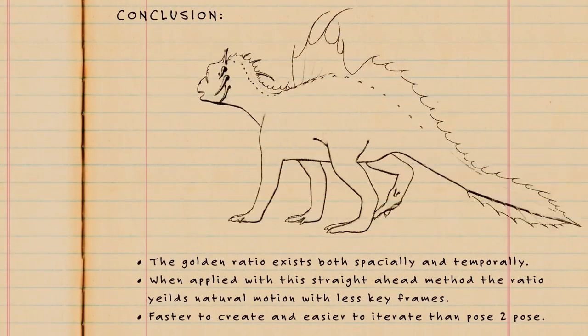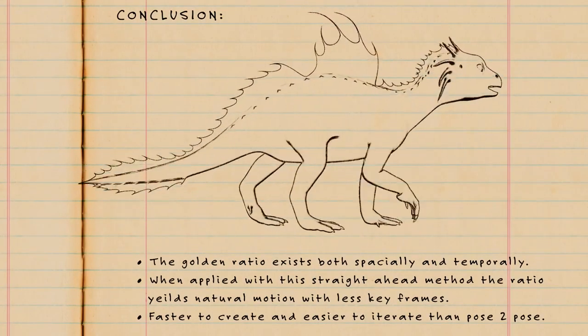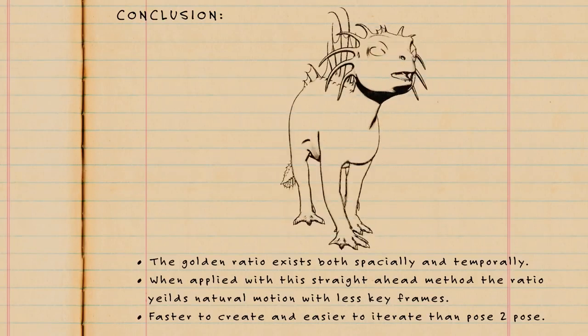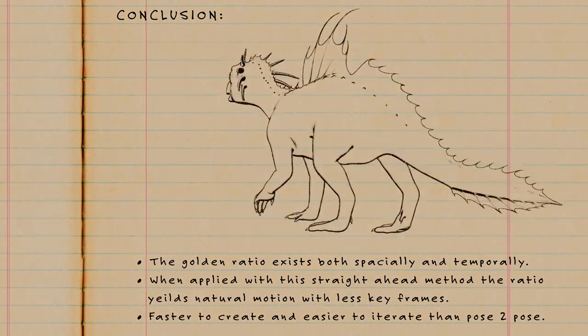So as you can see, by applying the temporal aspects of the golden ratio with the inertia method, we're able to create far more natural animation using fewer keyframes in a fraction of the time of traditional pose-to-pose methods.